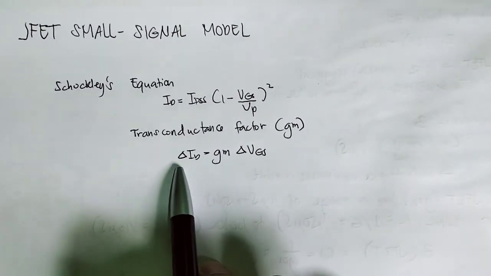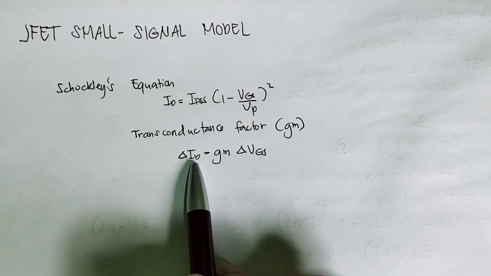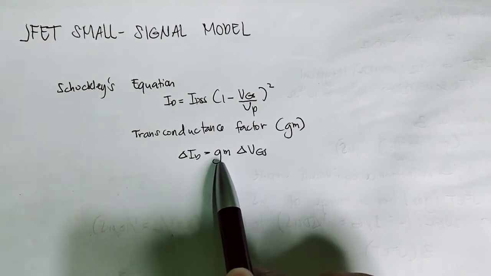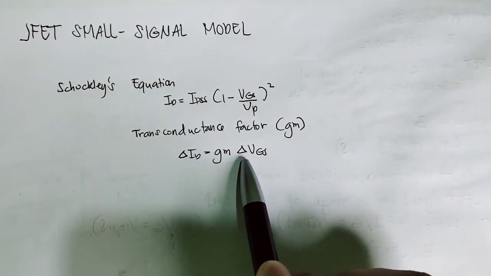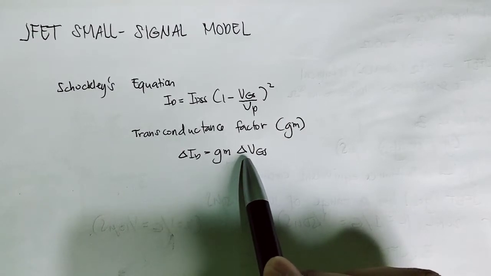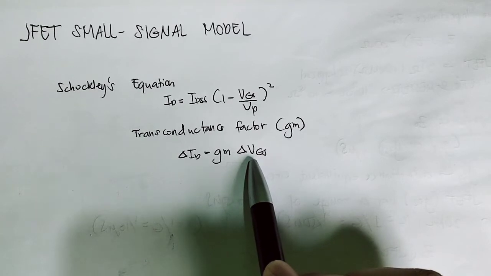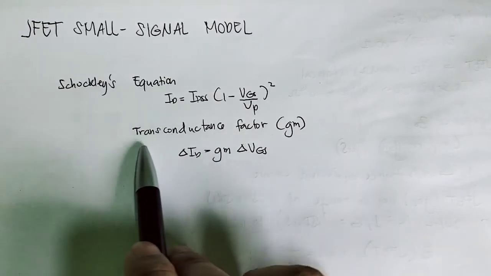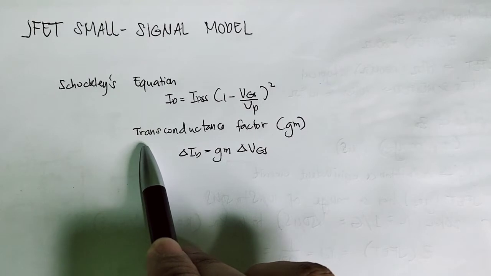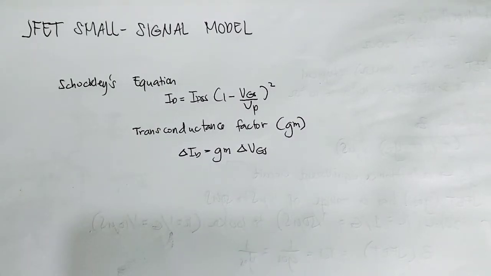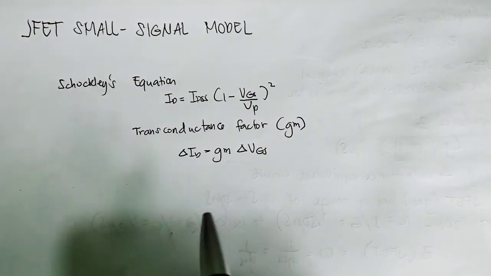So as you can see, this is the change in the drain current, which is equal to the transconductance times the change in the gate to source voltage. The prefix "trans" in transconductance, g sub m, reveals that it establishes a relationship between an output and an input quantity.